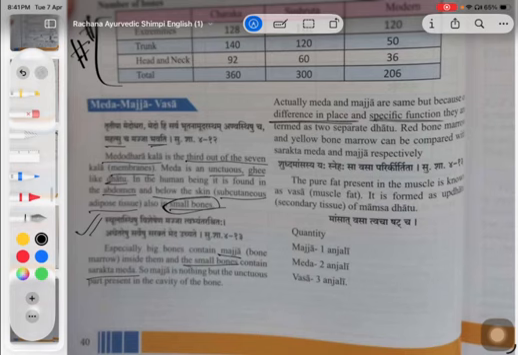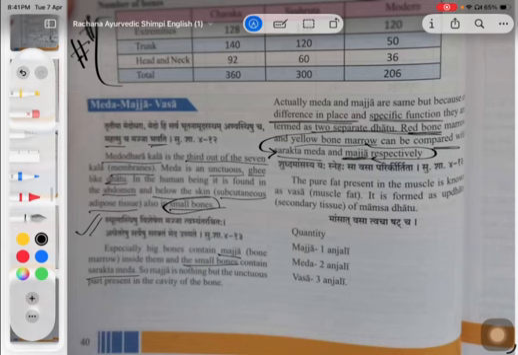Different in place and specific function, they are termed as two separate dhatus. Red bone marrow and yellow bone marrow can be compared with Sarakmeed and Majja respectively. Sarakmeed means red. The red bone marrow can be compared to Sarakmeed and the yellow bone marrow can be compared to Majja, as the name suggests, and according to modern, if we look at it.